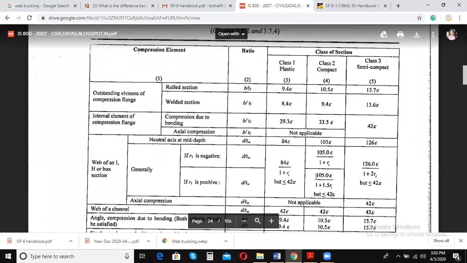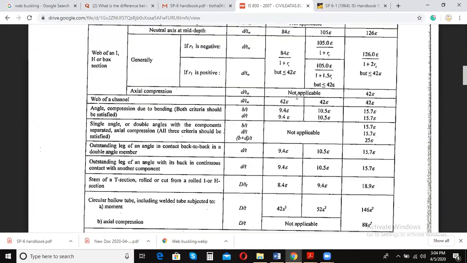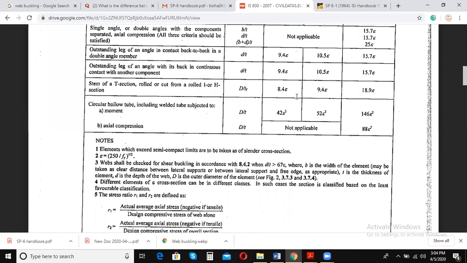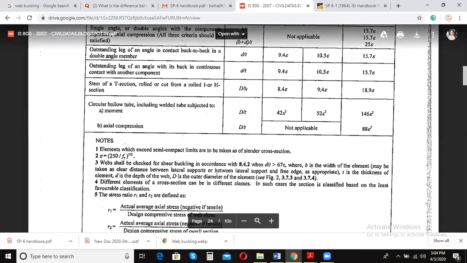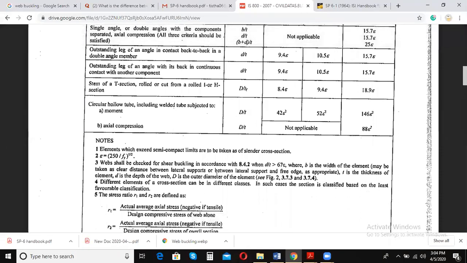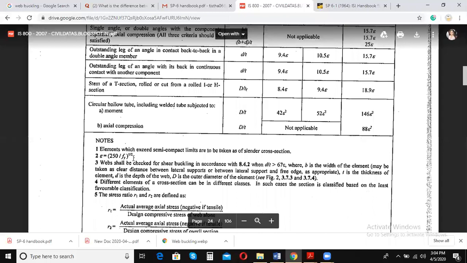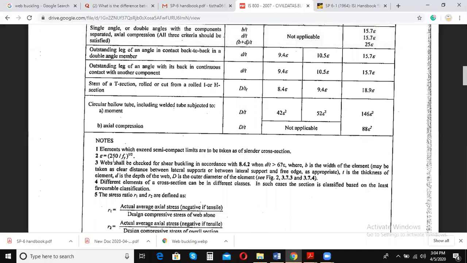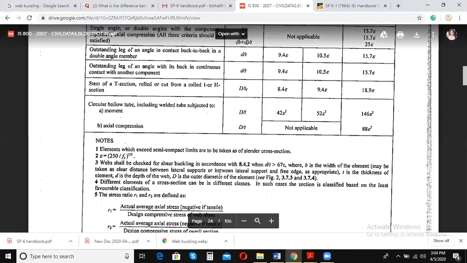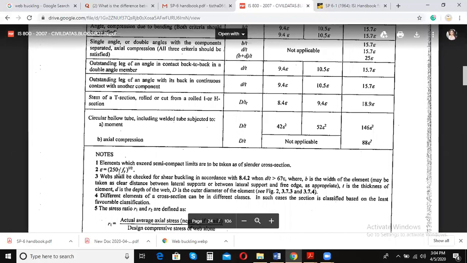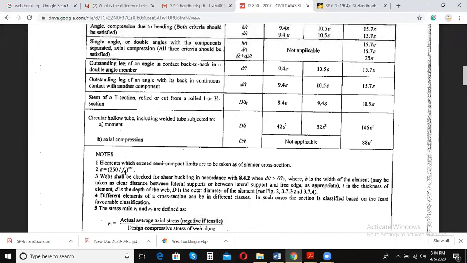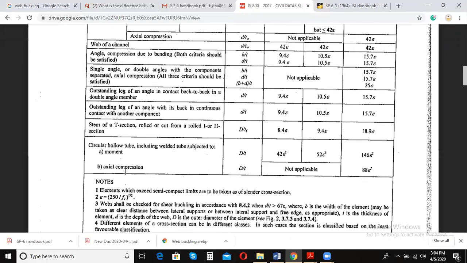See, this value is coming less than 9.4 epsilon. Okay, what is epsilon? The value of epsilon for Fy 250 should always come 1. The formula for epsilon is given as (250 divided by Fy) to the power half, or root over of 250 by Fy. If you divide 250 by Fy, then it is going to be coming as 1, and root over of 1 is 1, so the value of epsilon is 1.